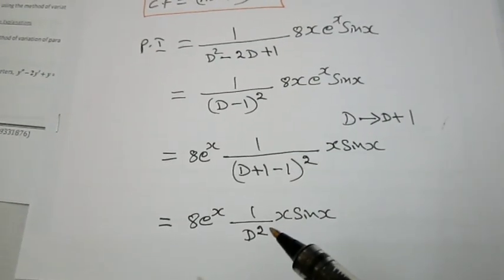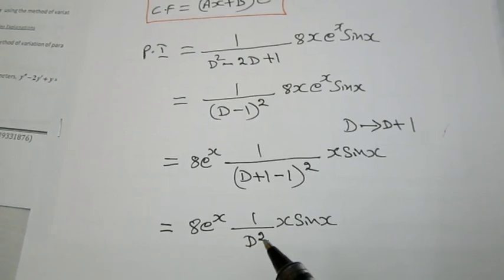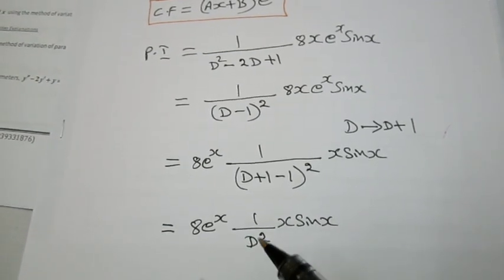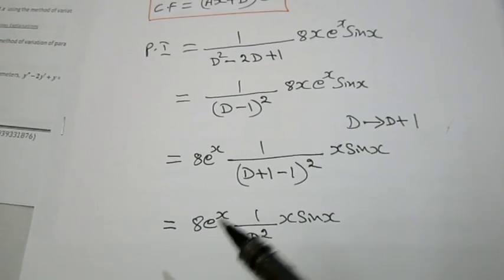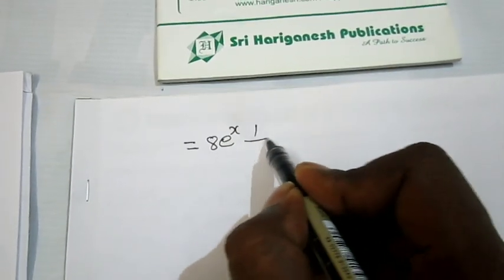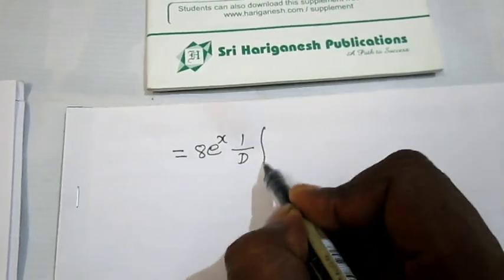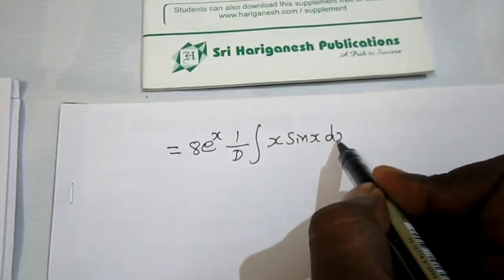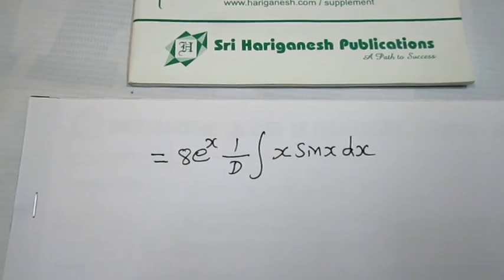Okay, so next I am going to integrate 2 times with respect to x. First, 1 by D I am going to apply. Actually 1 by D is an integral, 1 by D square means a 2 time integral. So this is 8 into e power of x, 1 by D, and for the other 1 by D you take it as the integral of x into sin x dx. Okay, this is integration by parts.